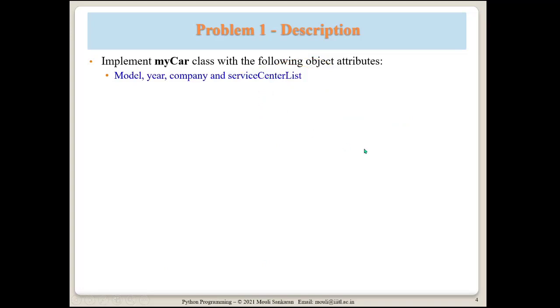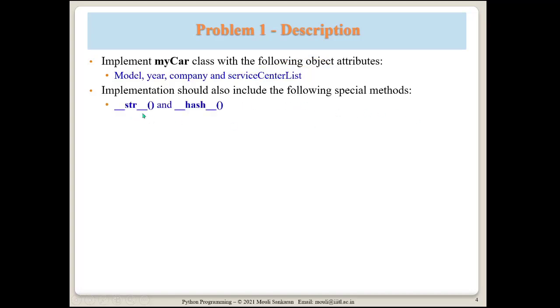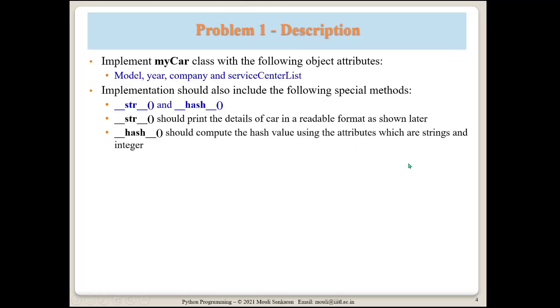You can add maybe two service centers. I'll show you some sample data that I have given. The implementation should also include the following special methods, str and hash. This is for the problem 1 description. str should print the details of the car in a readable format, and I will show you how it has to be printed. Hash should compute the hash value using the attributes which are strings and integers. The model is a string, the year is an integer, and the company name is a string, so you can use these to compute the hash.